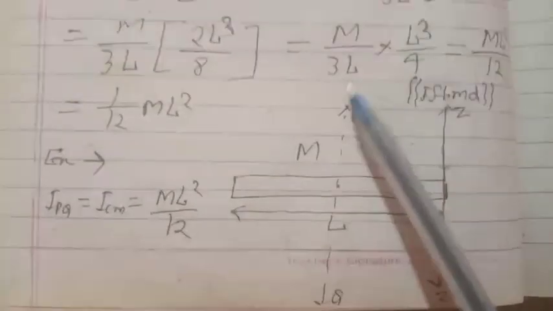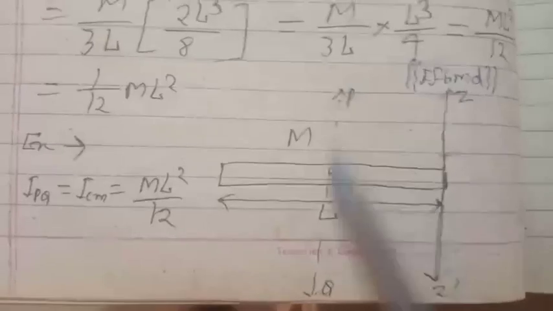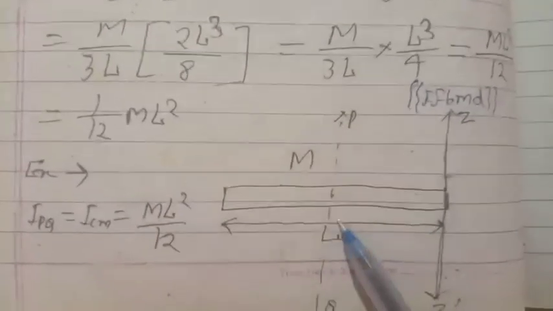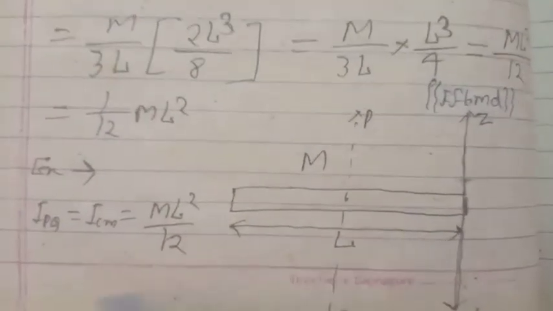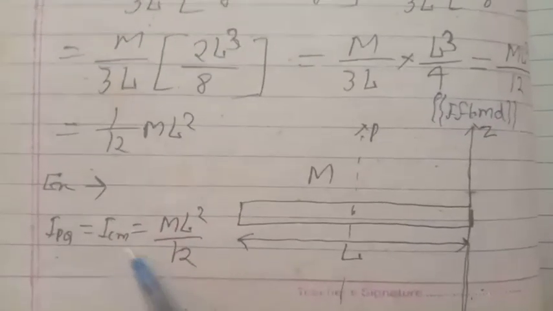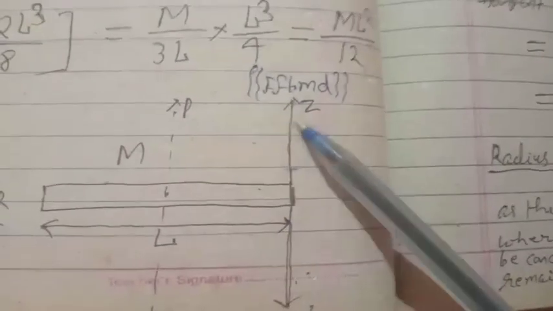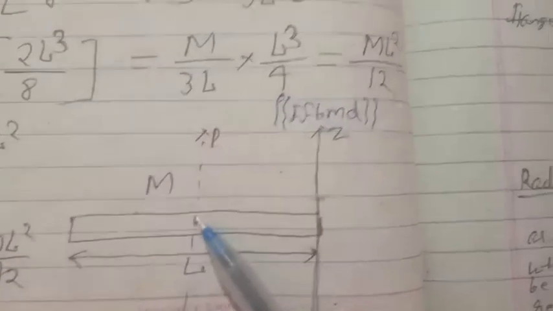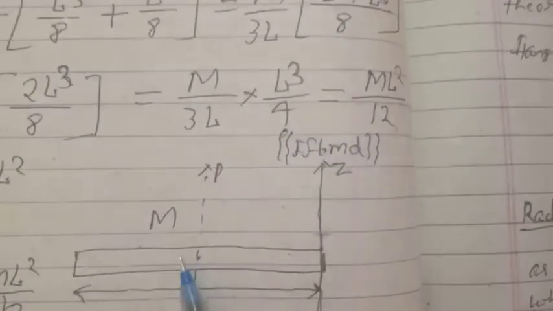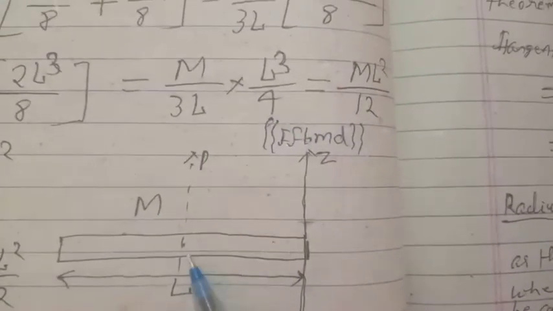Now I_PQ, the moment of inertia about the PQ axis, which is passing through the center of mass, will be I_CM equals ml square by 12, which we have earlier calculated. Now using the parallel axis theorem, the moment of inertia about the ZZ dash axis will be the moment of inertia about the center of mass axis, plus the mass of the rod multiplied by the square of the distance between the axes.